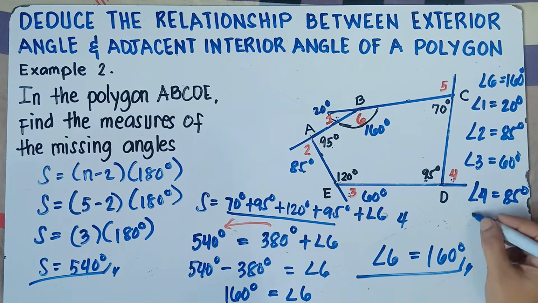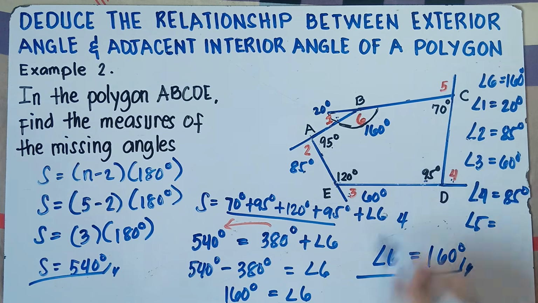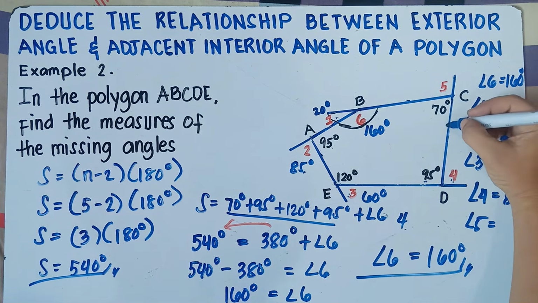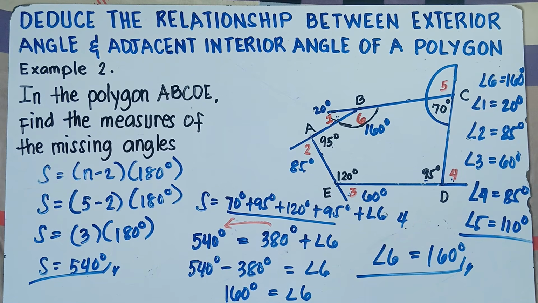Alright, and last, angle 5. So 70, and we get 180. What would be the measure, class? Once again, we have a straight angle, so the sum of these two angles should be equal to 180 degrees. So angle 5, what's the answer, class? You subtract 70 from 180. That's correct. It should be 110 degrees. And you're all set, class.